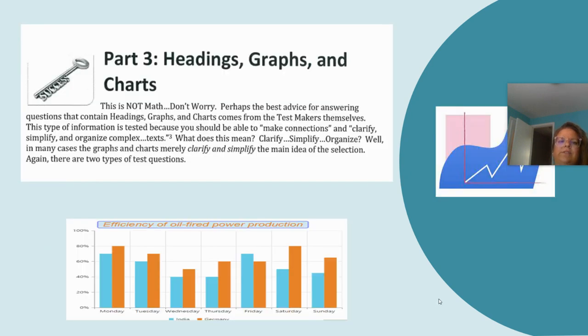So, for part 3, headings, graphs, and charts, this is not math. Don't worry. Perhaps the best advice for answering questions that contain headings, graphs, and charts comes from the test makers themselves. This type of information is tested because you should be able to make connections and clarify, simplify, and organize complex texts. What does this mean? Clarify, simplify, organize? In many cases, the graphs and charts merely clarify and simplify the main idea of the selection. Again, there are two types of test questions.